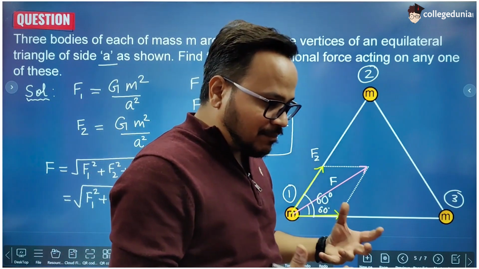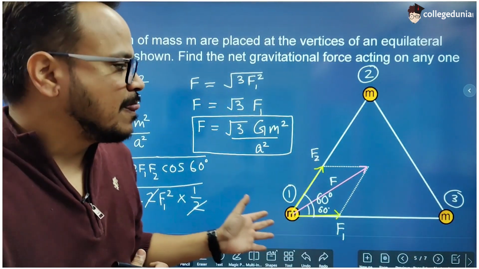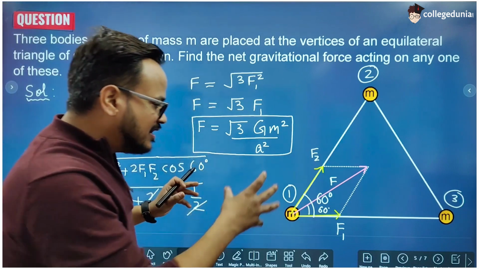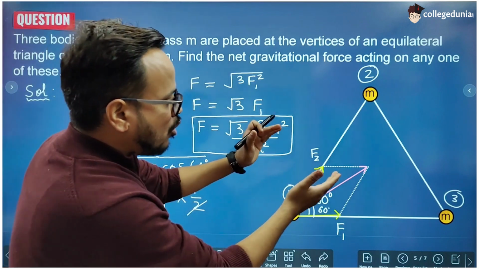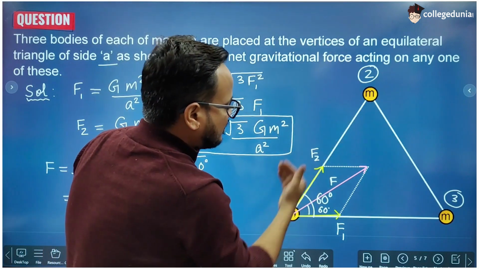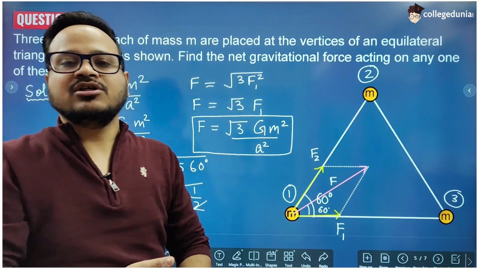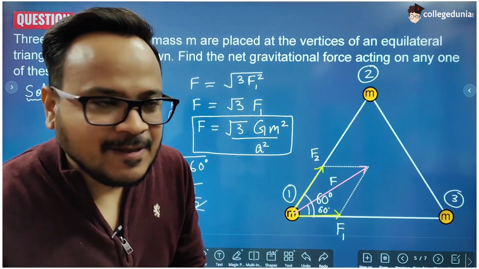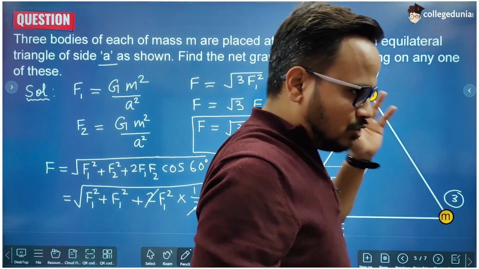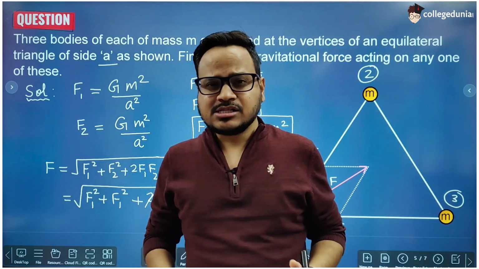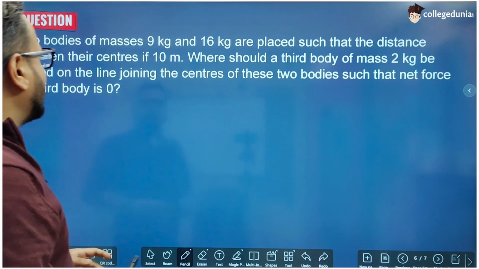Right? So this is called the principle of superposition of forces, where we find the net force on one body as the vector sum or resultant of the forces applied on this body by all the other bodies which are present around it. Right? So you can have 4 particles, you can have 5 particles, but the concept remains the same. Okay. Let's discuss one more question.